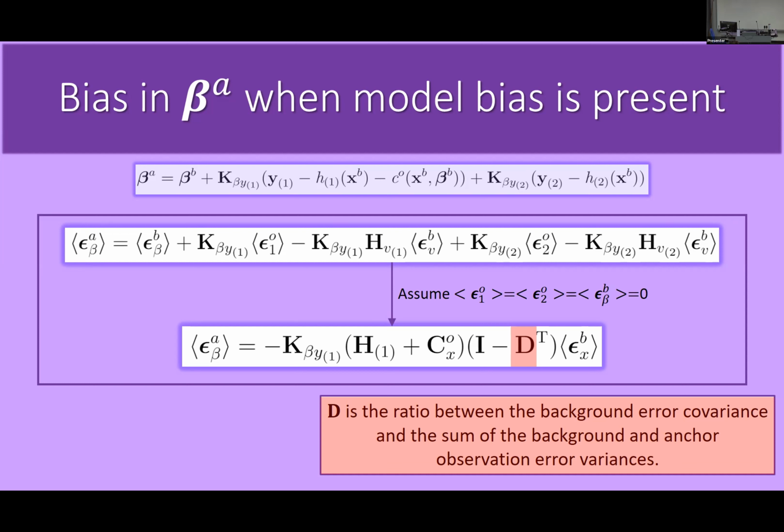So if we want to reduce any bias in this beta A, we want to look at how we can reduce these terms. So we're assuming that we're not actually correcting for any kind of model bias. So we're assuming that we can't change this term here. And we're also going to assume that we can't change these first two terms, because if we reduce those, it would mean not using the biased observations in our estimate of the bias coefficient, and it would be kind of pointless. So we're interested in how to reduce this I minus D transpose term, which is what I'll look at in a second.